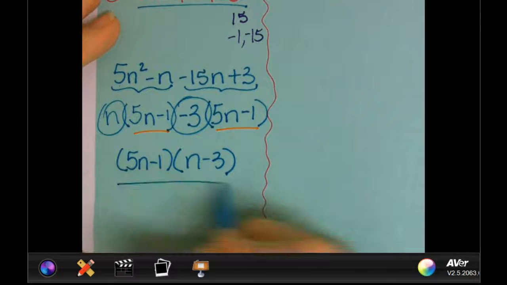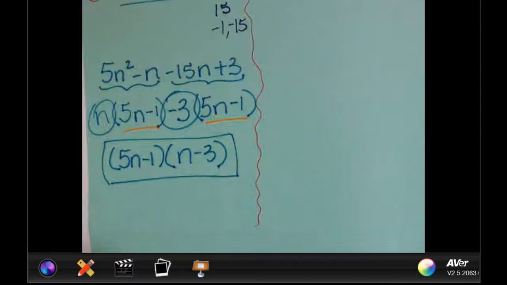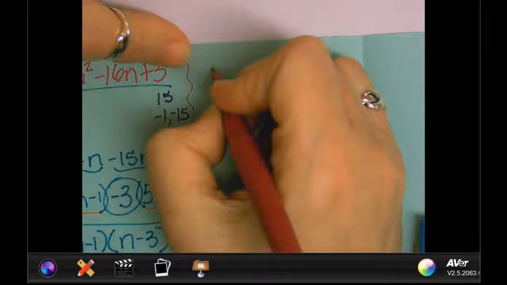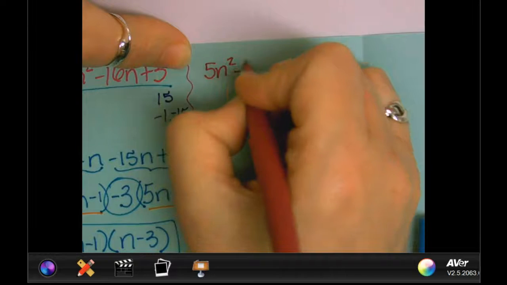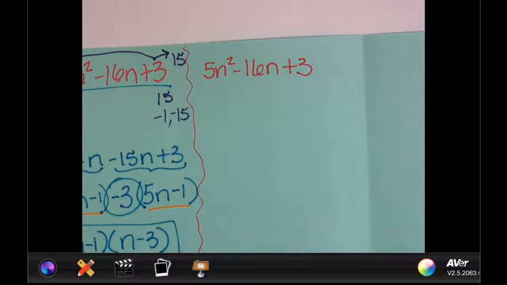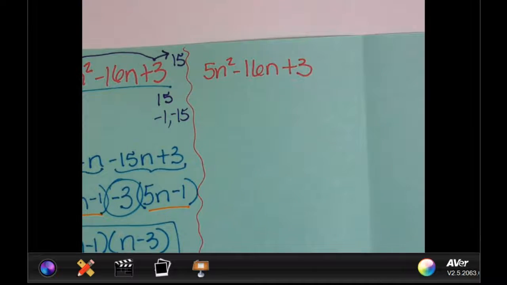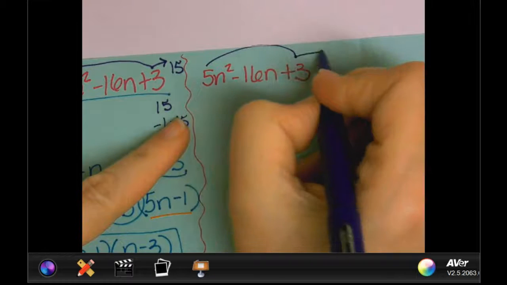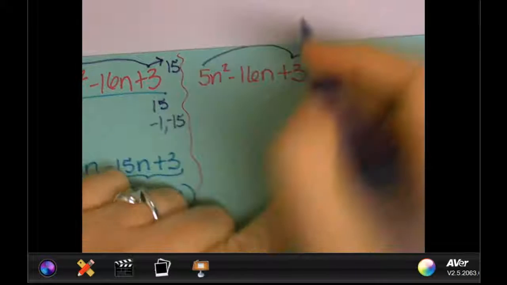So here's this answer. Now let's do the exact same one. I'm going to do it a little bit differently. So I'm going to write down again 5n squared minus 16n plus 3. This is a little bit different than what Miss McWhorter does. Same kind of idea, but this is still 15.